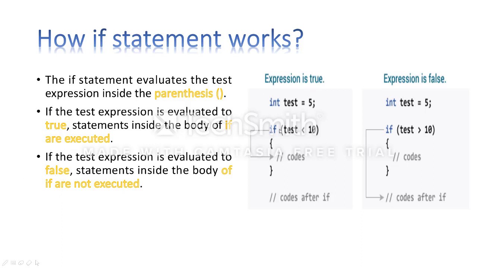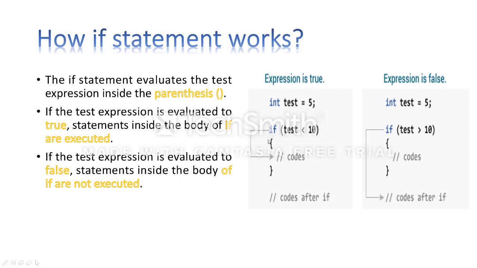Same like that, see the example here. I am taking int test is equal to 5. Here int is the data type, test is the variable, and I am assigning the value 5 to this variable. Here I am checking the condition. This is a small single line code for implementing the if condition: if test is less than 10. What is the value of test here? 5. 5 is less than 10. The condition is true, then I can enter into the body of the if condition.